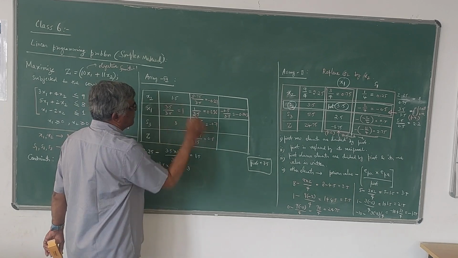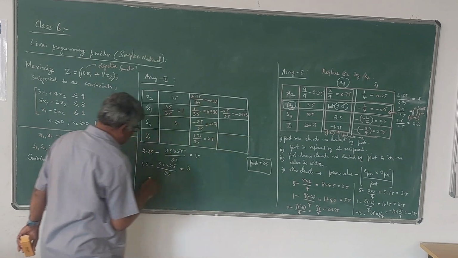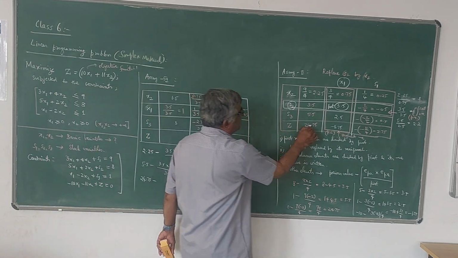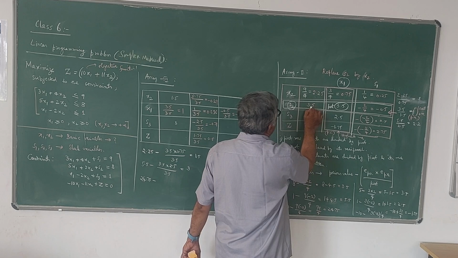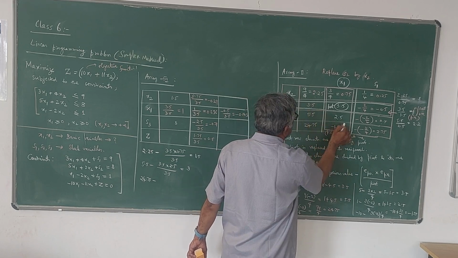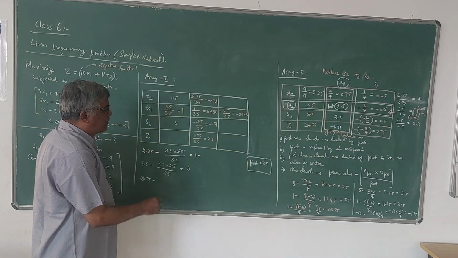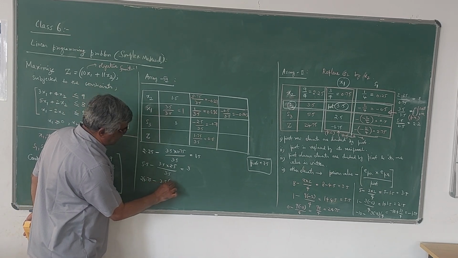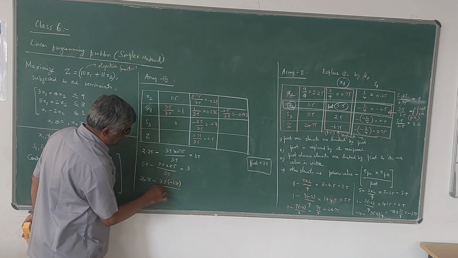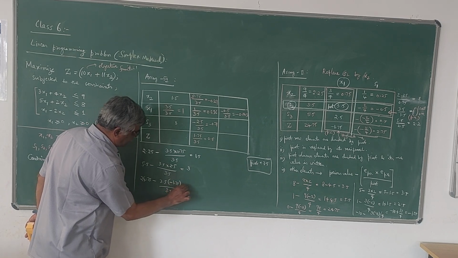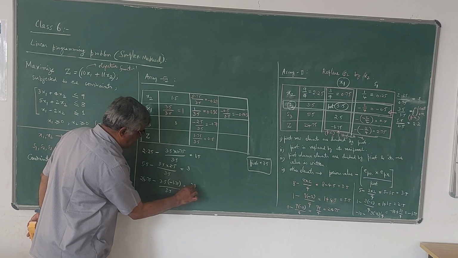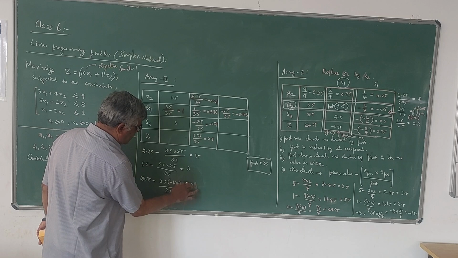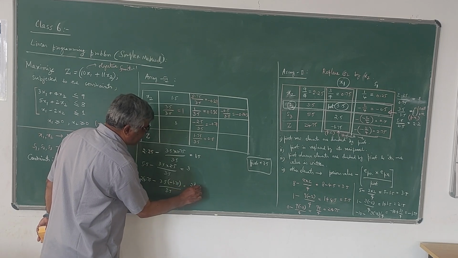This value is 3. Next, coming to 24.75. 24.75 minus the corresponding pivot row element 3.5. Pivot column element is minus 1.75. So it becomes 3.5 into minus 1.75 divided by 3.5. I think it is 26. Plus that. How much is it? 26.5. 26.5.